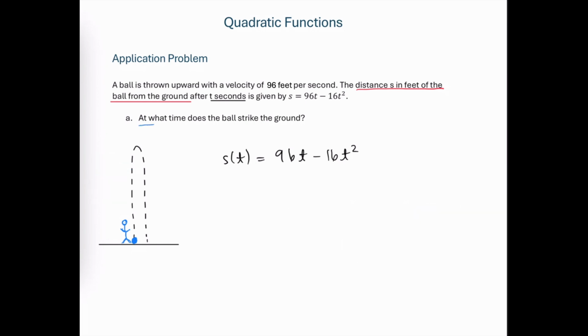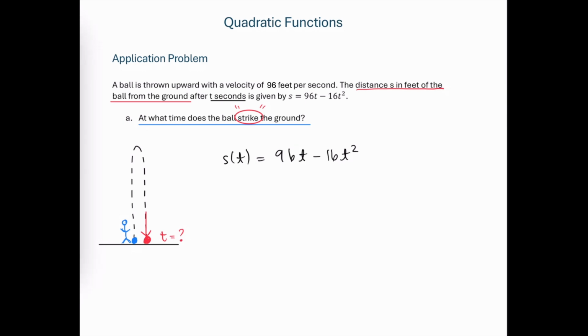So in part A, we're asked, at what time does the ball strike the ground? For the ball to strike the ground, we know two things. Number one, that it's on the ground. And number two, it is when the ball has landed. In order to strike the ground, it's already been up and come back down. And so we're looking for this time.